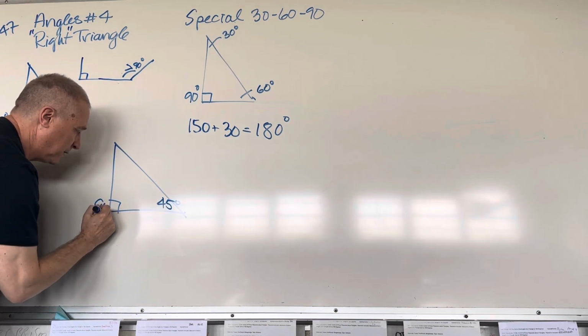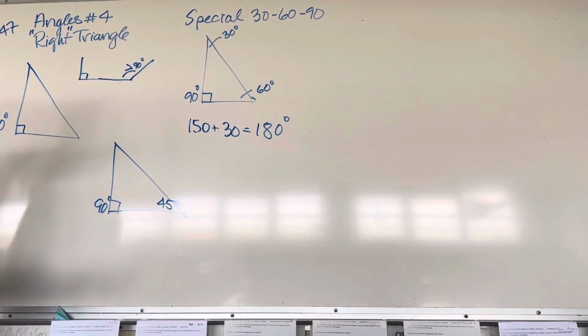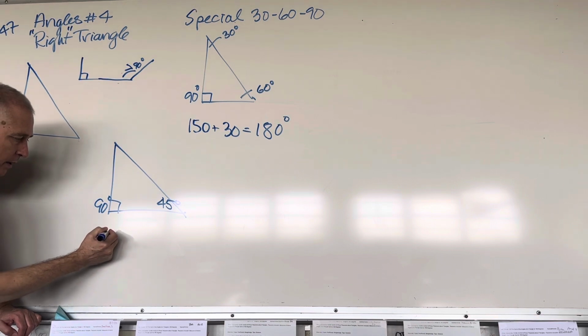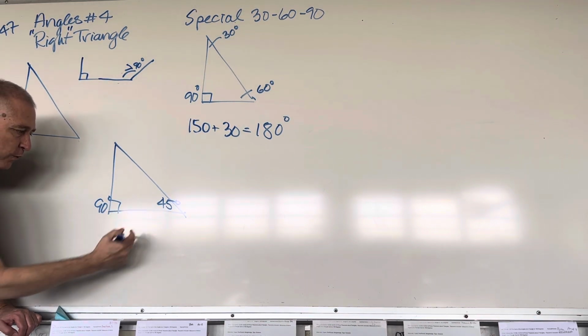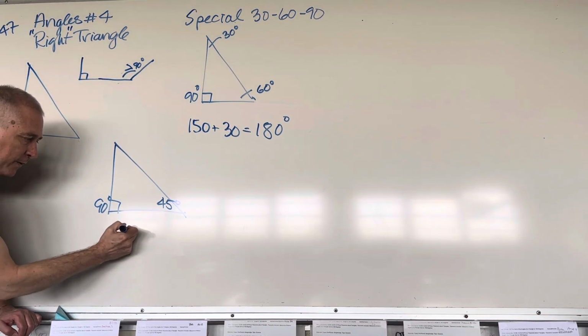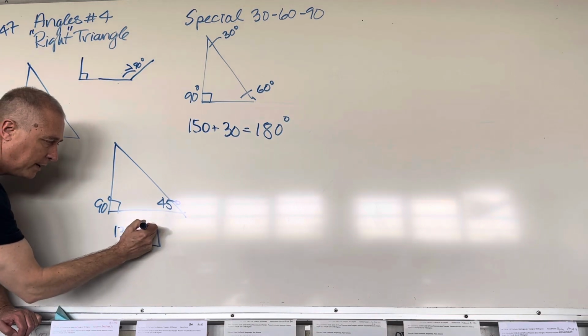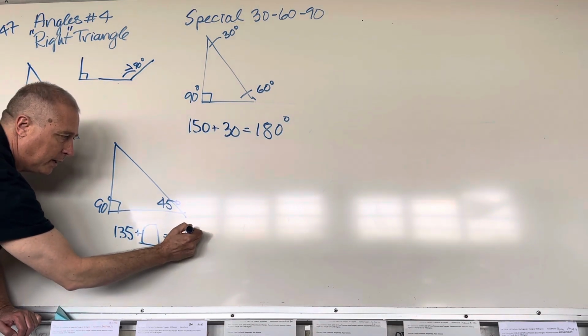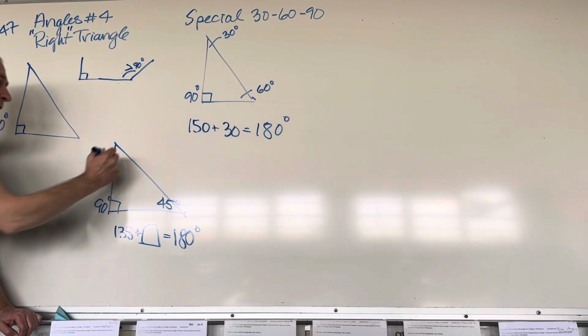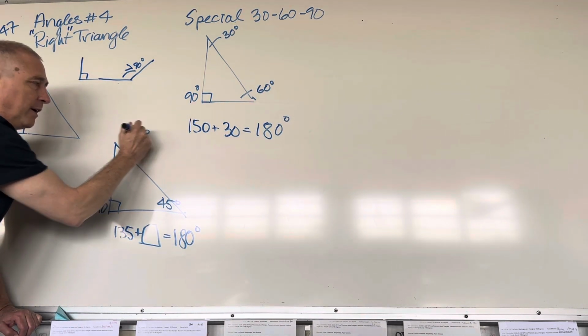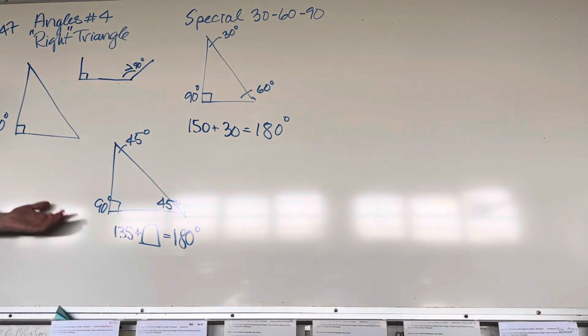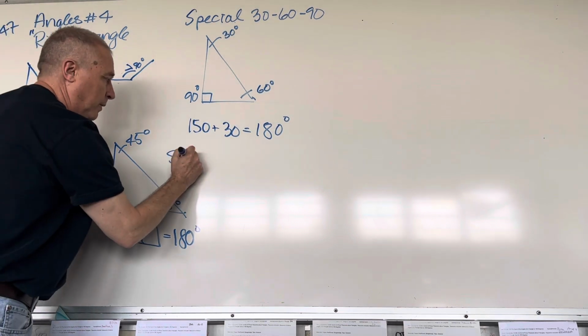And if this is 90 and 45, add them up again. What do you get? Add 90 and 45. 135. 135 plus what equals the magical 180? 45. Another 45. This is your second special right triangle.